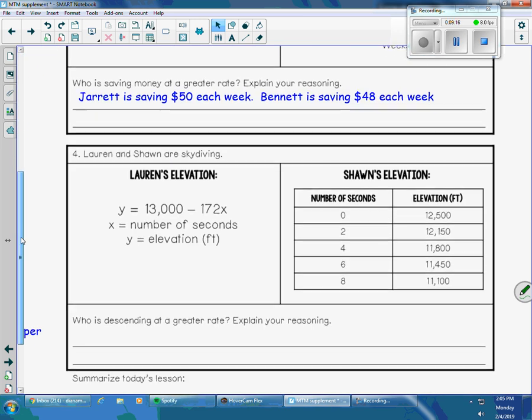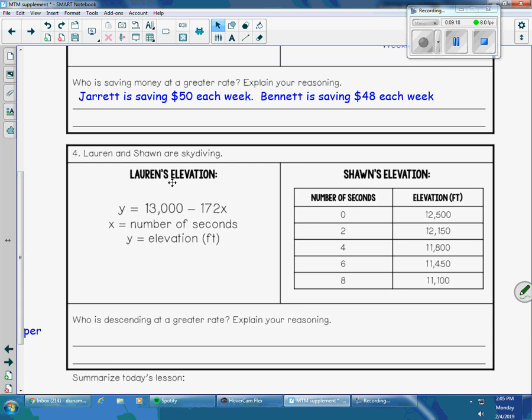Okay, Lauren and Sean are skydiving. Lauren's elevation. Now be careful here. This is not in slope-intercept form. Well, it is in slope-intercept form, but the x term usually comes after the equal sign, but it doesn't. I could rewrite this equation and be more in the way that we're used to saying it. So y equals negative 172x plus 13,000.